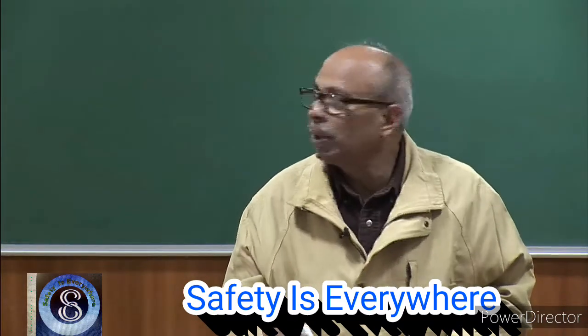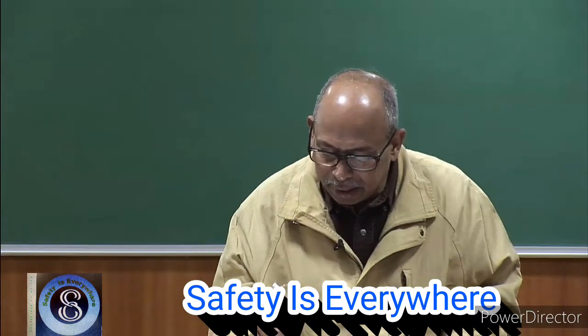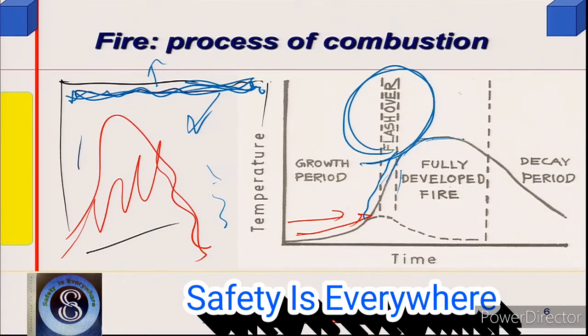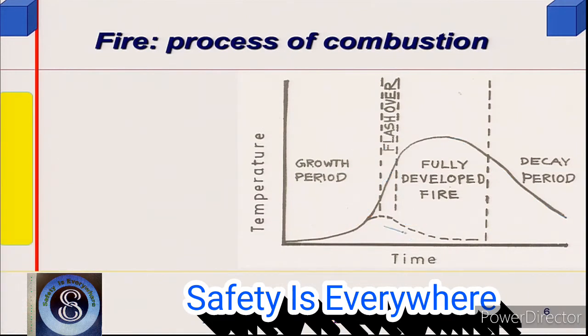Once flashover occurs, the temperature rises rapidly, and then it continues as long as fuel and combustible material is available, and then there is a decay period. As the combustible material depletes, because it has already burnt out, there is a decrease. So this is called fully developed fire, this flashover, then there is a decay period. But anyway, if I am able to suppress it, it might even follow this.